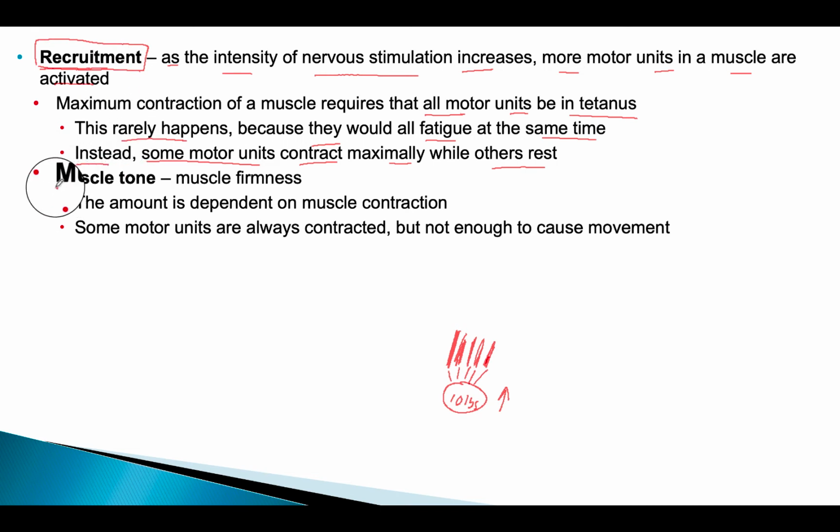The other one over here is known as your muscle tone. So what is muscle tone? In other words, this is muscle firmness. So what is muscle firmness? The amount is dependent on muscle contraction. Some motor units are always contracted, but not enough to cause movement. So when you think that you are relaxing, not all the muscles are relaxed, but rather some are contracted. But again, they are contracted, but not enough to cause any kind of movement. So that is your recruitment, and that is your muscle tone.